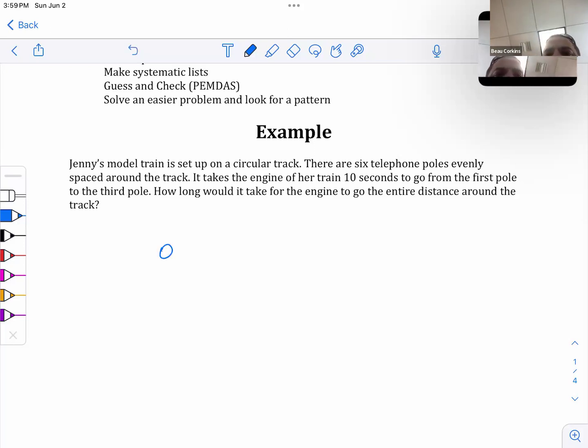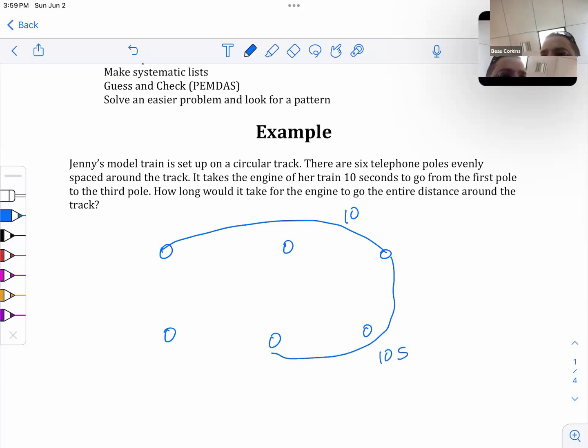So this is kind of a generic idea of drawing a picture. And if this takes 10 seconds, then that would take 10 seconds. And that would take 10 seconds to go around all 6 poles. So it would take 30 seconds.